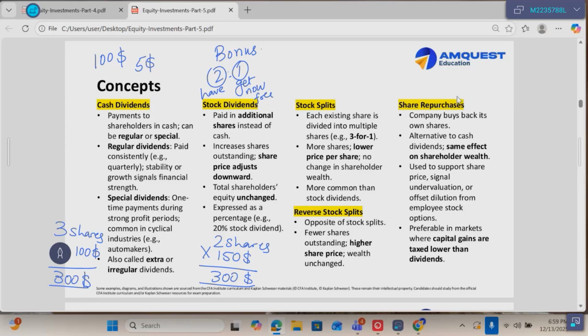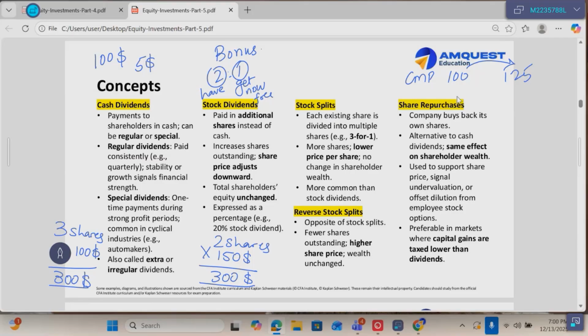Then there can also be some kind of share repurchases. So the company wants to give you return instead of giving you dividend. It is buying back shares from you at a higher price. So let's say the current market price of this particular share is 100. The company will say, you sell this share to us at a price of 125. So I'll give you 25 rupees more per share. So that is your profit. That is another way of distributing profits to the shareholders.